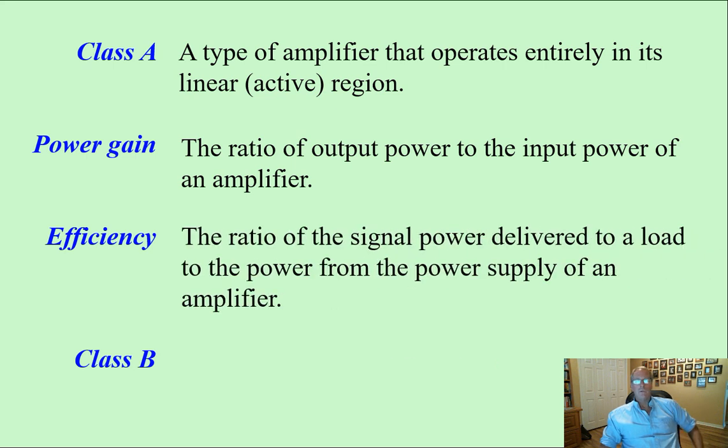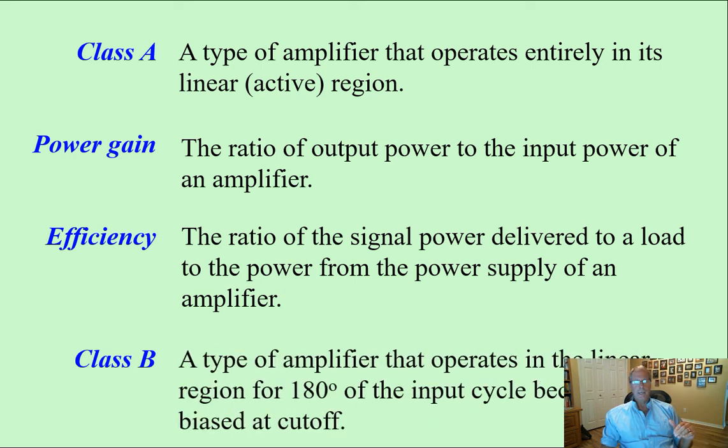Efficiency is the ratio of the signal power delivered to the load to the power from the power supply. So again, how much power do you have to give the circuit in order to create an output power through the load? All right. Now for class A, that's going to be a lot more power you're going to need to give to the circuit in order to deliver something to the load, whereas class AB, or class B, not so much.